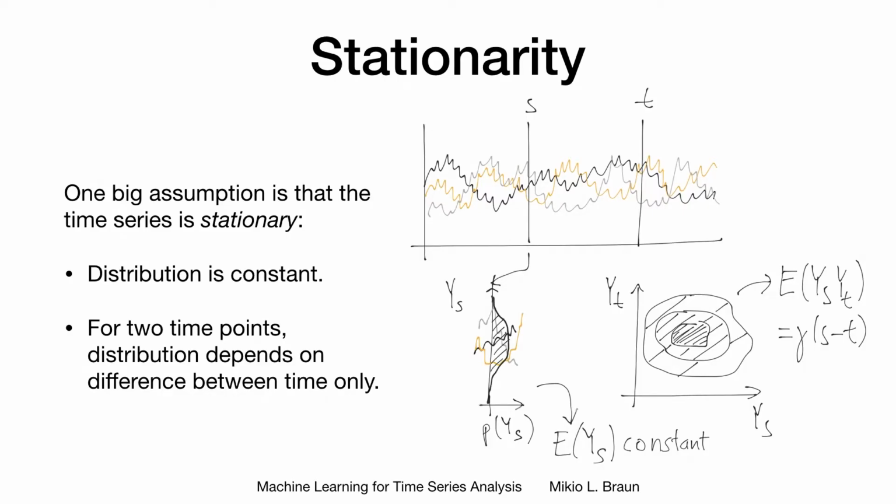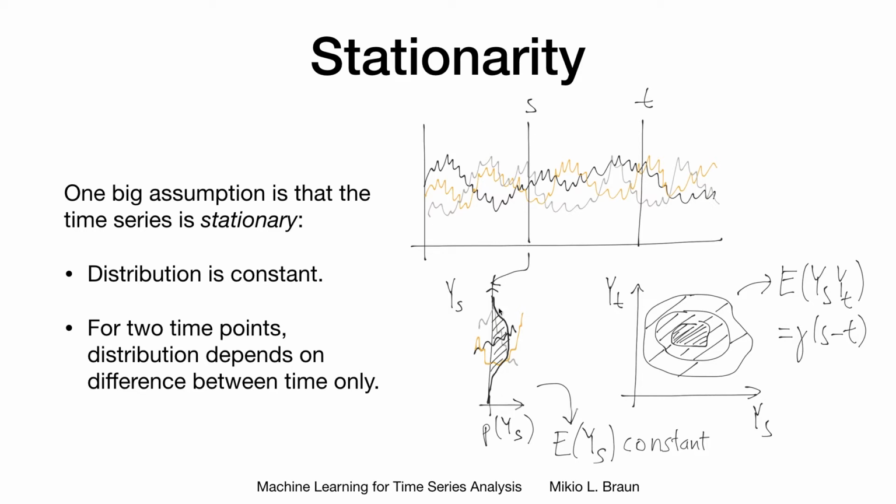And a very central concept for classical time series analysis is that of stationarity. And stationarity means essentially that the distribution of the time series does not change over time, okay? And this means two things. So one is, up here I drew the stochastic process, the different realizations. And now if I take a time point s and a time point t, and this is what I try to draw down here.